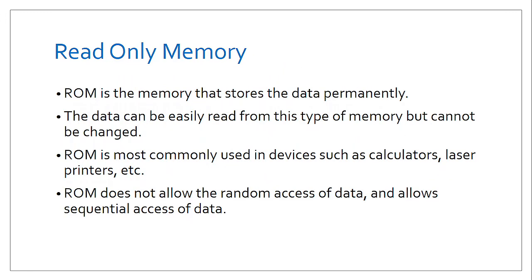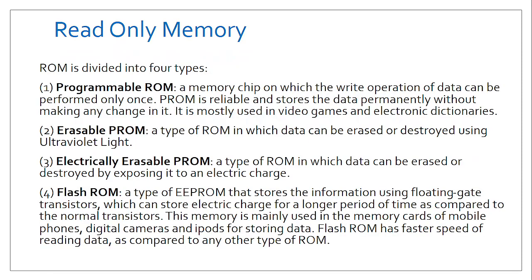Then we have ROM. The opposite of RAM is actually ROM. ROM is permanent. RAM is temporary. ROM is non-volatile. RAM is volatile, right? So we have devices that use ROM, such as calculators and so on, and of course secondary storage devices. So ROM can be divided into 4 types. You have programmable ROM, right? So with these ones, write operation of data can be performed. They're reliable. We also have erasable ROM that can be erased using ultraviolet light.